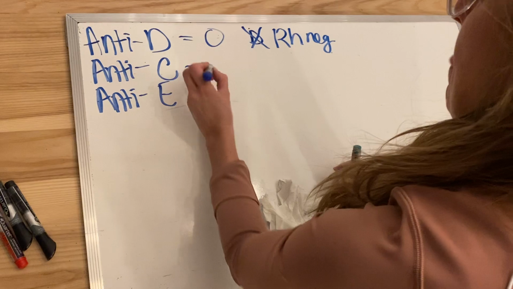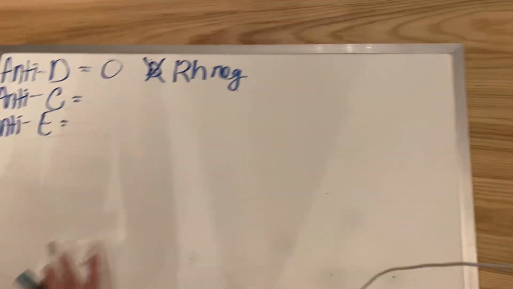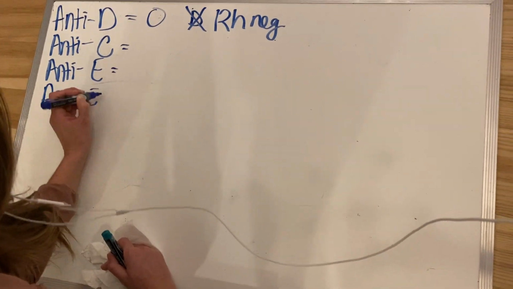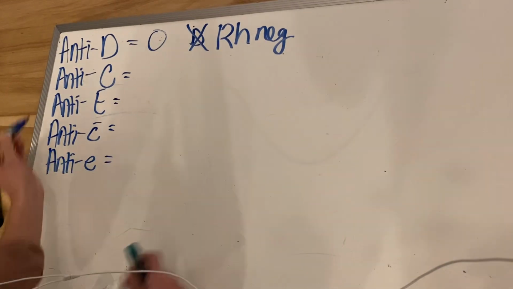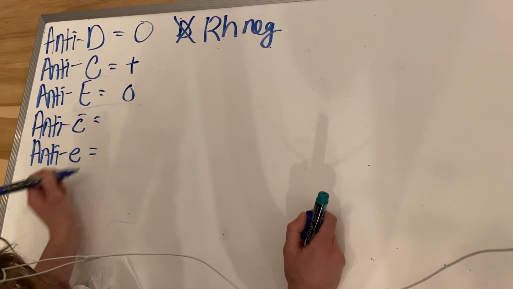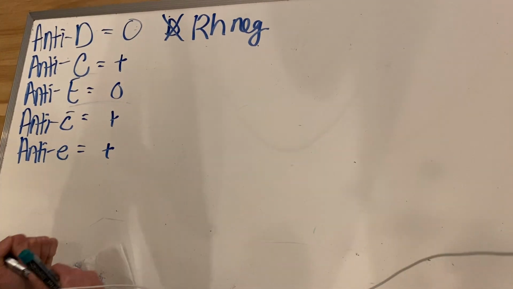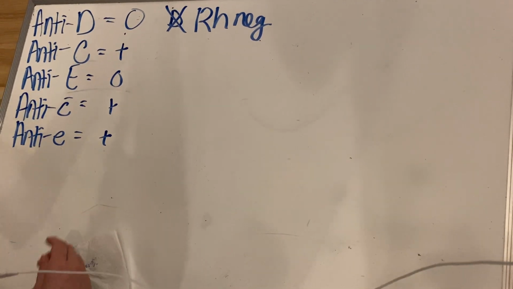Okay? And then based on all of these inheritance, and anti-little e. So just random, if they were positive here, negative here, positive here, and positive here. So they're Rh negative. They do not have the D antigen. So how would we set this up based on that?